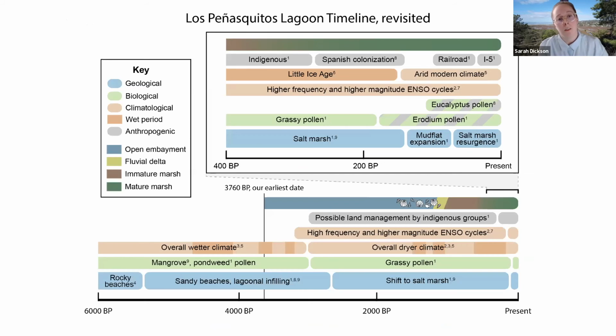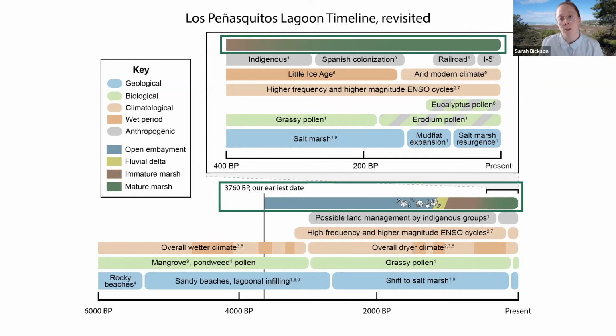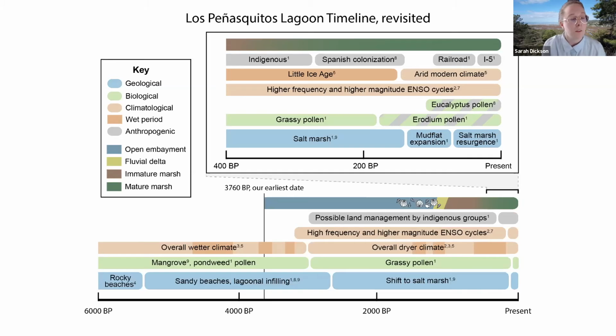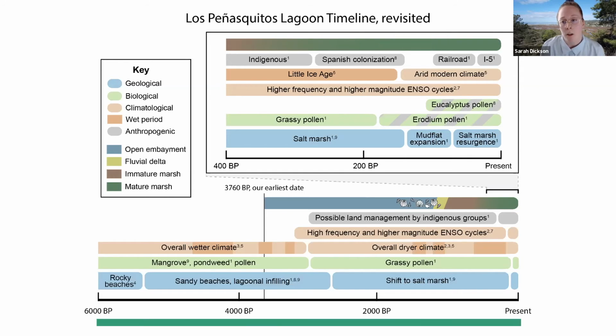So let's put all of this into context now to reconstruct the history of the lagoon. This is the same timeline that was shown before, but now we've added this new bar that shows our facies interpretations. The colors of the new bar follow the same scheme, the same key used for our stratigraphic columns. Blue is for open embayment, yellow is for fluvial delta, brown is for the immature marsh, and green is for the mature marsh. Throughout this paleoenvironmental reconstruction, you will also sometimes see a colored bar along the bottom beneath the dates that will help you stay oriented as we go through time.